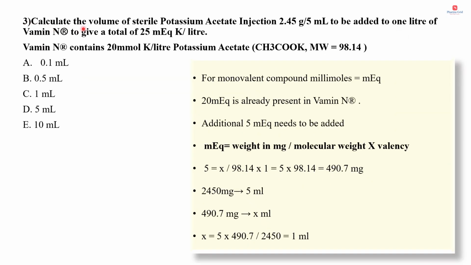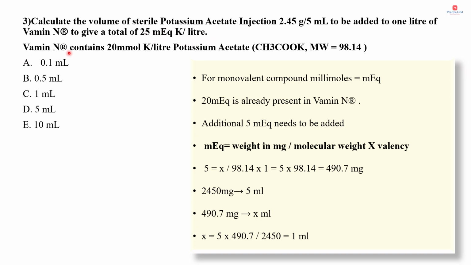Question number 3. Calculate the volume of sterile potassium acetate injection having strength 2.45 gram per 5 ml to be added to 1 liter of Vamin N to give a total of 25 milliequivalent potassium per liter. Vamin N contains 20 millimole potassium per liter. Potassium acetate has molecular weight 98.14. So here we need to find out the additional volume of sterile potassium acetate injection to be added to 1 liter of Vamin N, so the final solution contains 25 milliequivalent potassium per liter.